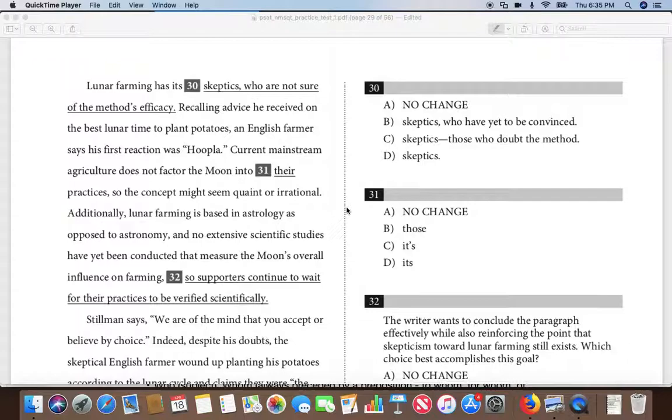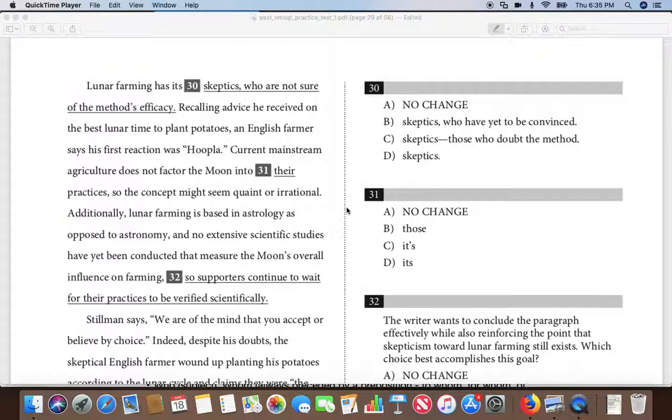So would it be the mainstream? I would say it's current mainstream agriculture. Mainstream is an adjective describing agriculture. Actually, both the current and mainstream. Current mainstream agriculture is the thing, right? We're talking about the practices of current mainstream agriculture. Does that make sense? Yes, I see. And is current mainstream agriculture singular or plural? It's singular. Maybe made up of a lot of people, but current mainstream agriculture is a singular thing. So we need a singular form.